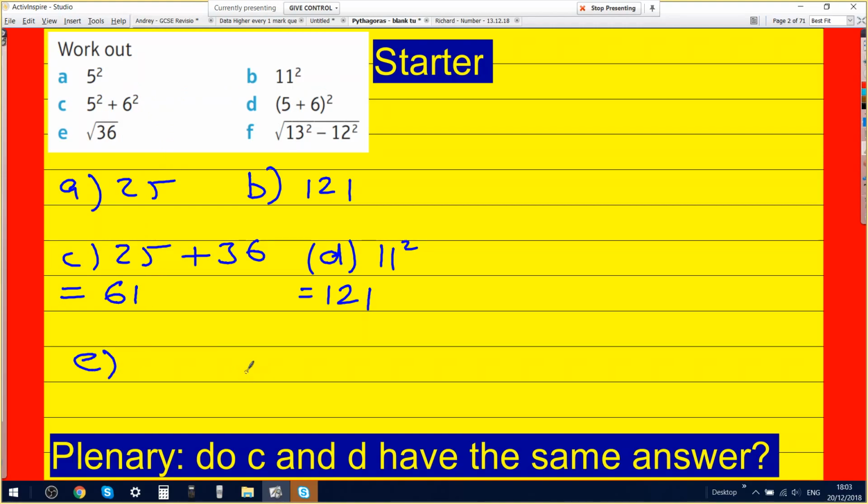E. 6. And F. 13 squared, that's 169. 13 squared, yeah, 169. 12 squared, 144. So what do you get there?